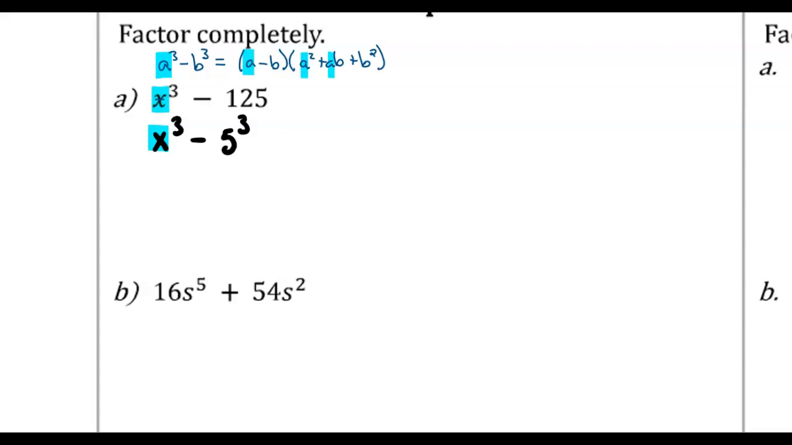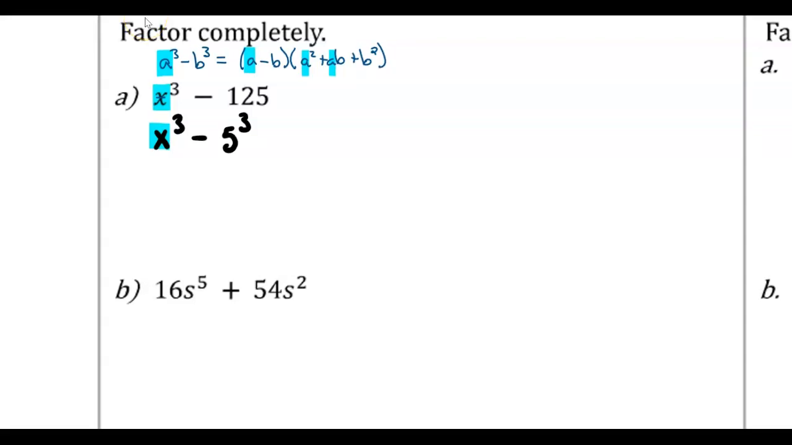And then wherever we see B, that's this. B is not 125. B is the 5. It's the number being cubed. So 5 cubed is 125, so 5 is B. So wherever we see B, we're going to use that 5.